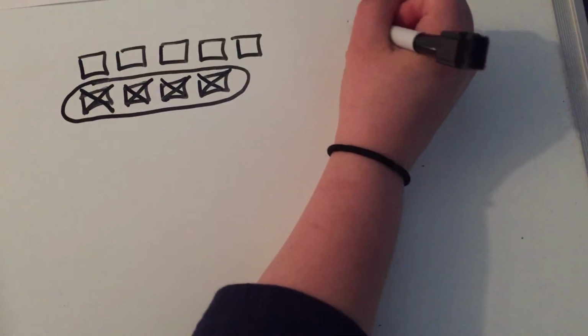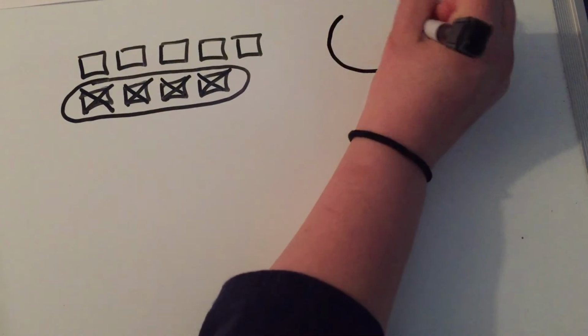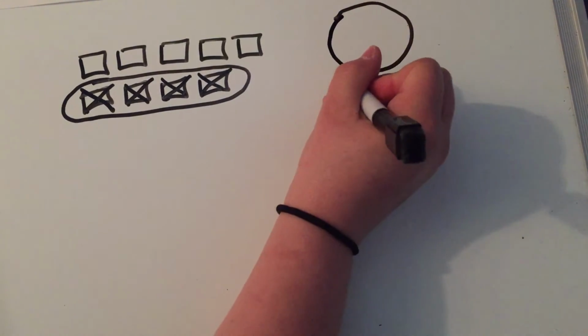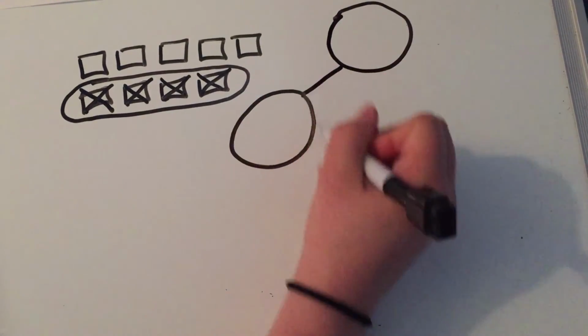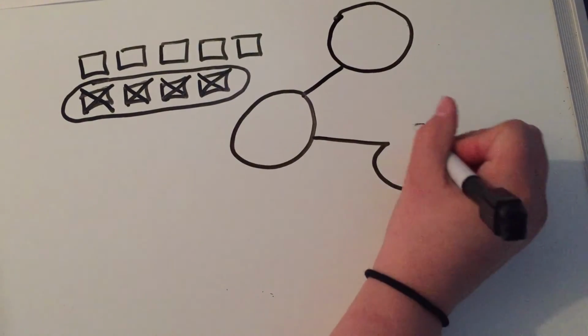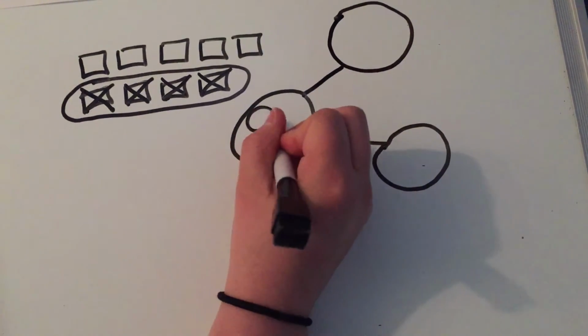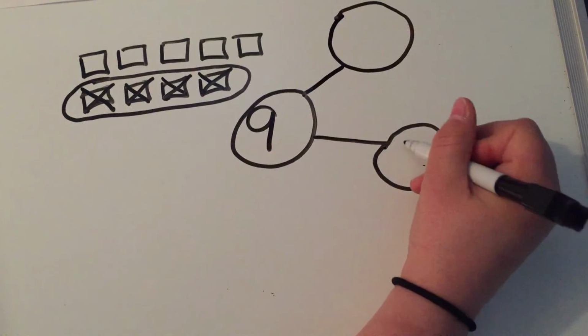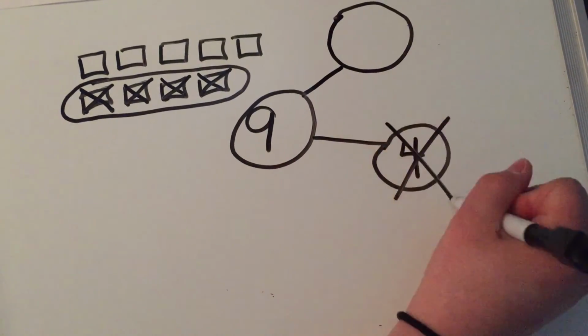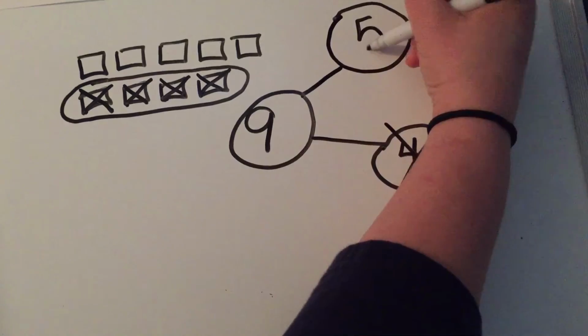All right, let's put this into a number bond. And I'm going to do it this way. All right, our whole is our biggest number. We took 4 away, so we're going to cross it out. And then we have 5 left.